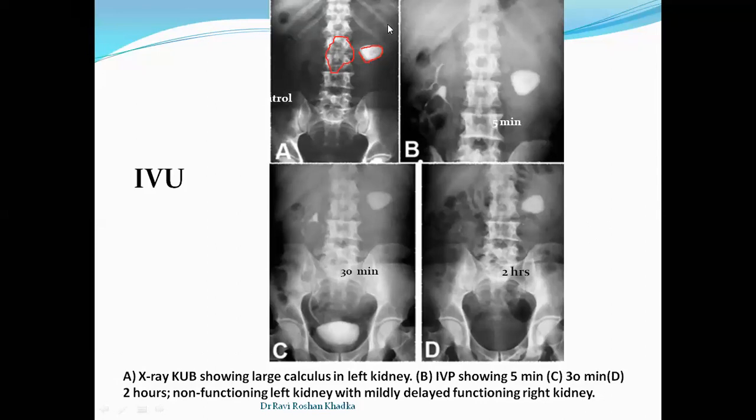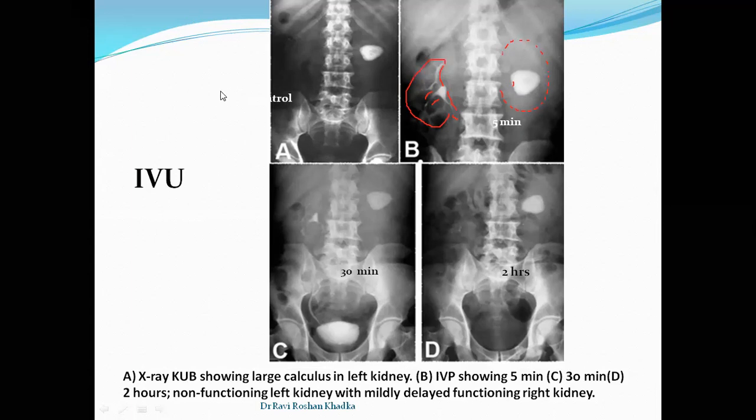In the subsequent image, after the 5-minute film, you can see on the right side the kidney has started excreting the dye. So the right is okay, fine. There's no dilatation, nothing there. But on the left side, we can see a very faint outline of the kidney, but we cannot see the calyceal system. Let us follow the images further.